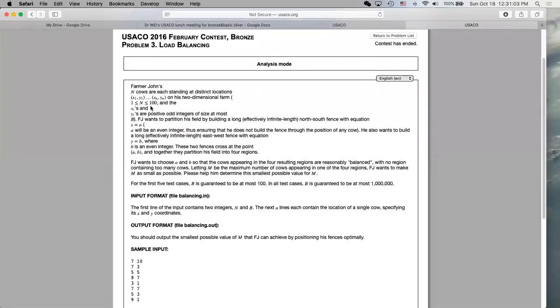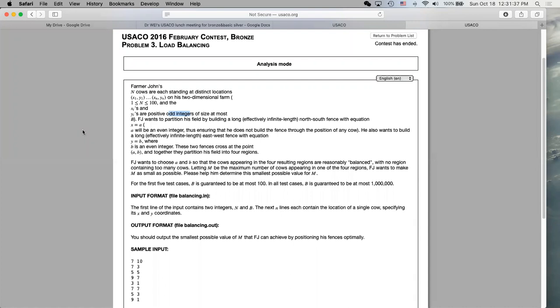Load balancing. FJ's cows are each standing at distinct locations on his two-dimensional farm. Each cow has XY coordinates, and you see here there are a total of up to 100 cows. Be careful with this n. It's 100. They're going to tell you something. And the xi and yi are positive odd integers of size at most b. The upper boundary is b, and all these xi and yi are odd numbers.